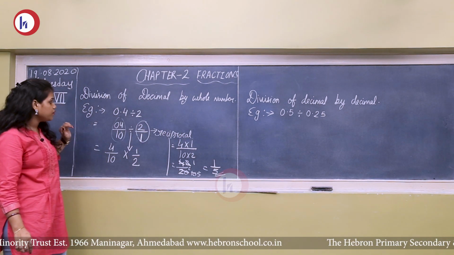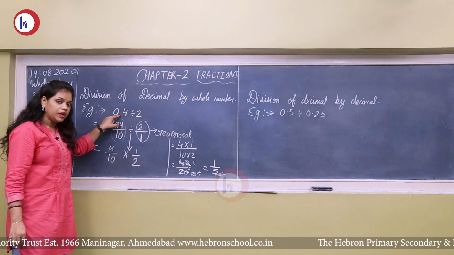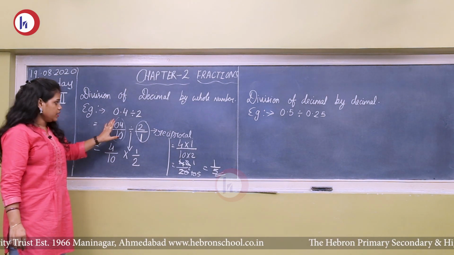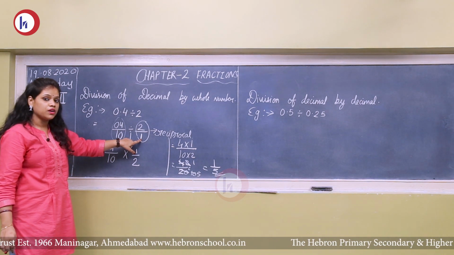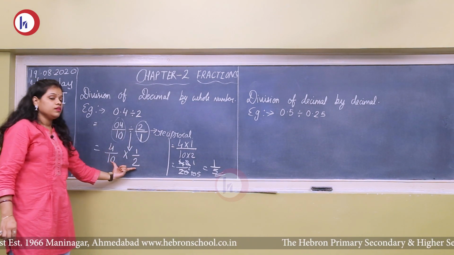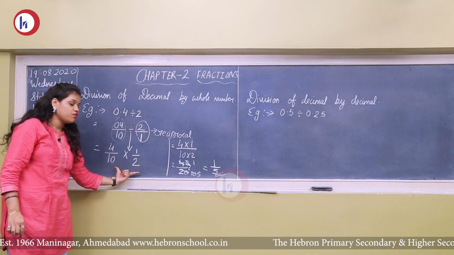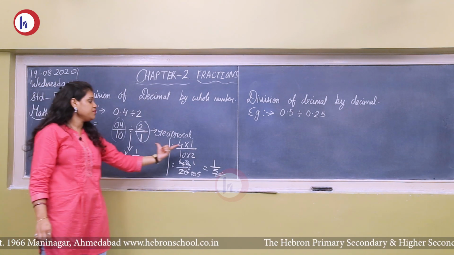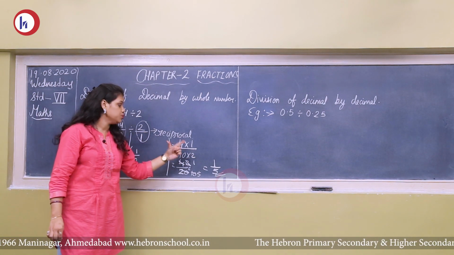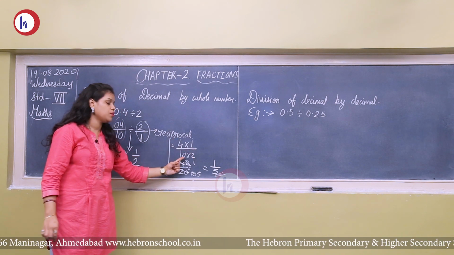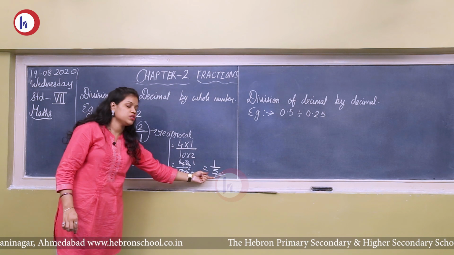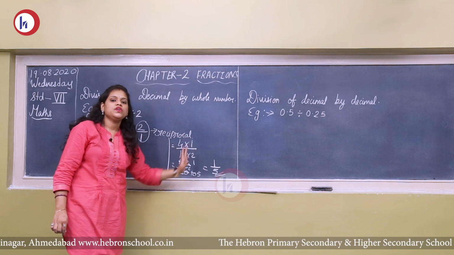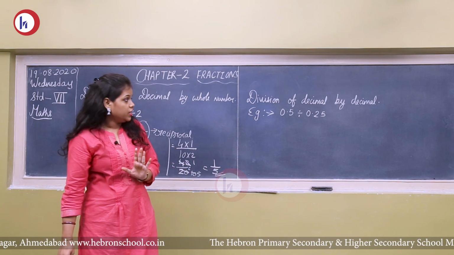So let's see again what we did. We converted the decimal number into a fraction. Then the division sign into multiplication and the reciprocal of the second part of the fraction. Then this became multiplication of fractions. Now here you have to multiply the fractions like we do, numerator into numerator and denominator into denominator, and then reduce it and find the simplest form. So this way you are going to solve the sum for division.